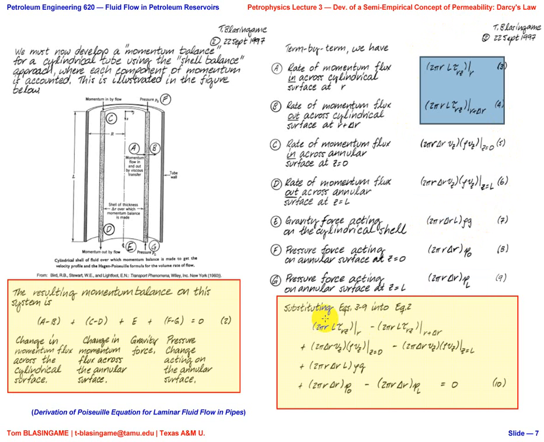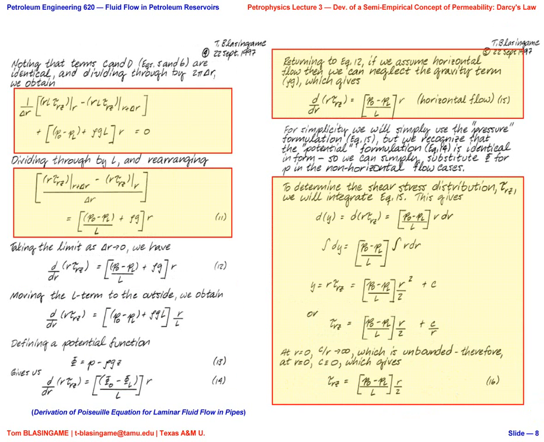So we add them all up, and we have the first two, we have the second two, we have the gravity term, and then we have the pressure term. And of course, it's in equilibrium, so they're all set to zero. Anything wrong so far, my chemical engineering friends? You're okay? Very good.